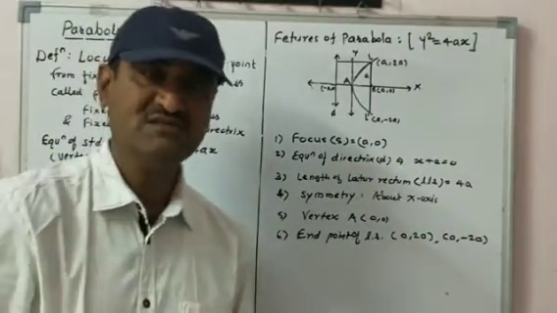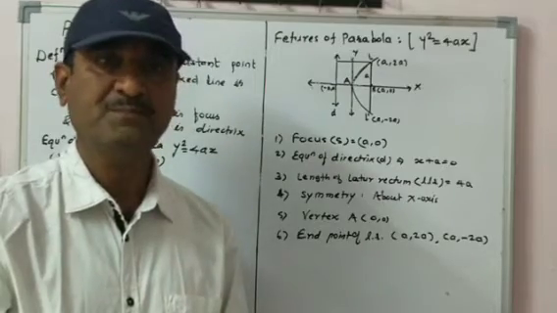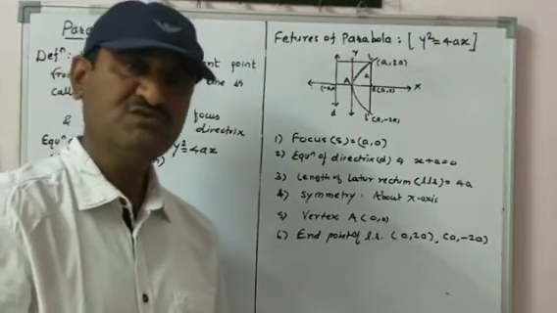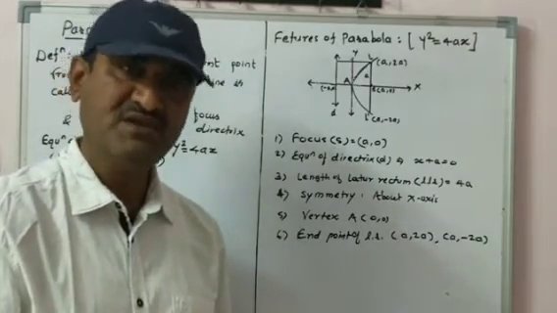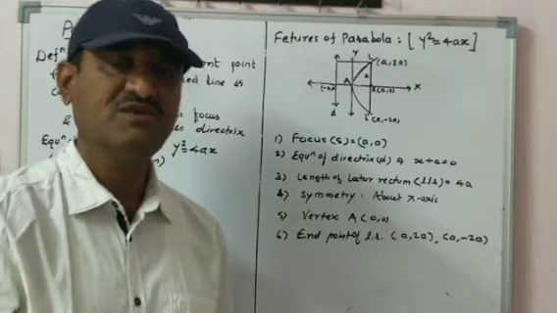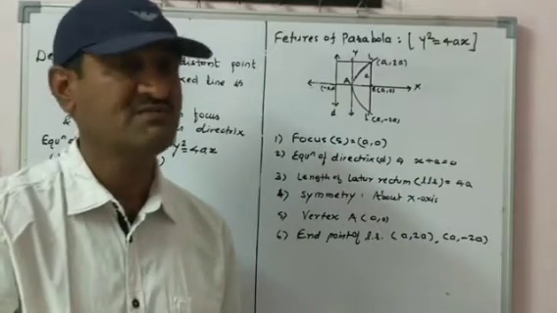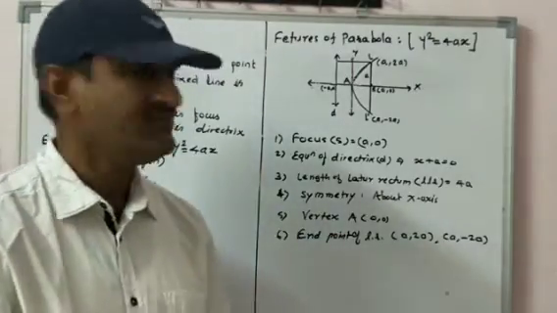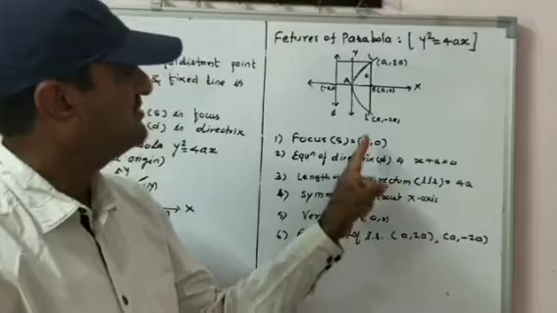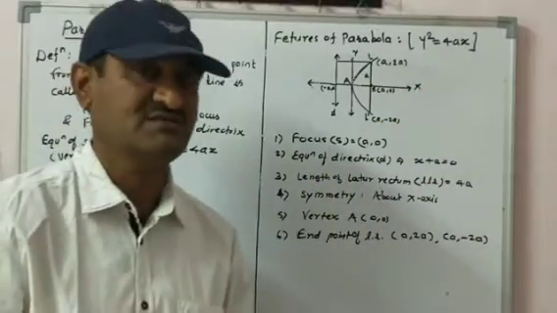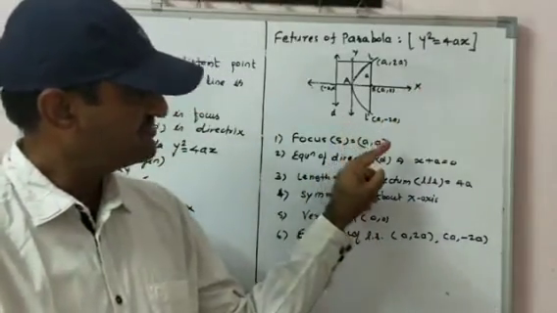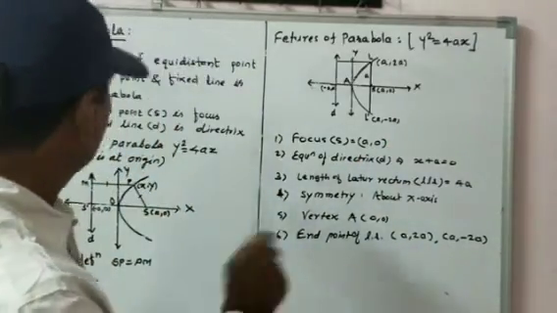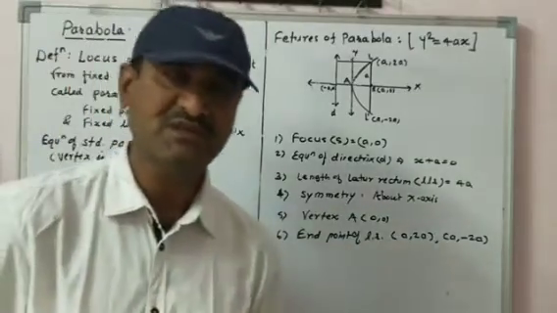Means we learned the definition, we drew the diagram of the parabola, and then some features. By using the definition, figure and features, we have some examples. We will solve some examples. For this we must know the features and this figure, particularly for y square is equal to 4ax, which is symmetric about the x-axis. And by using all this we solve some examples.